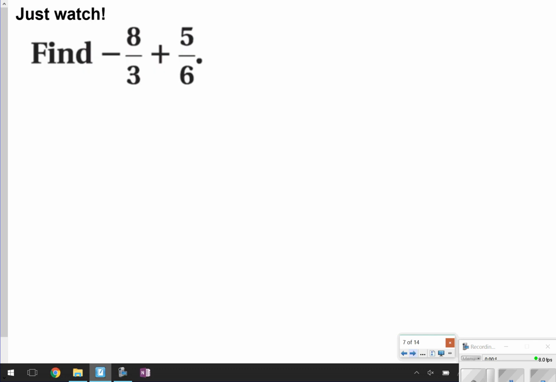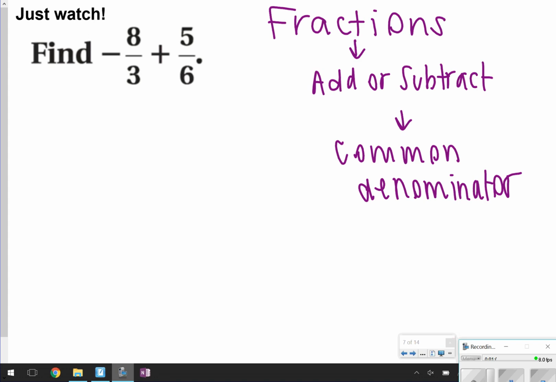So this one you're just going to watch me do. This is when you have fractions. Just a reminder with fractions, when you add or subtract them, you're going to need a common denominator. So just make sure you have that. And right now we don't. But what I do know is that I can change this 3 and make it a 6. I would just multiply both things in this fraction by 2. So that's going to change negative 8/3 to negative 16/6.